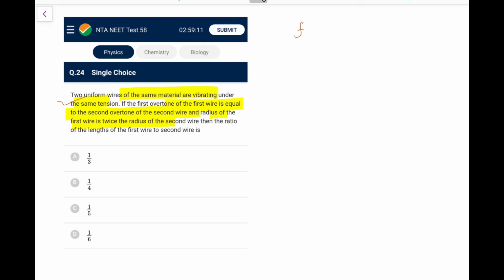The fundamental frequency f0 is v by 2L, and v is the square root of T by mu, where mu is rho times A. So if T is the same and rho is the same, f0 is proportional to 1 by A, so it basically comes out to be 1 by rL. That is the basic result for f0.